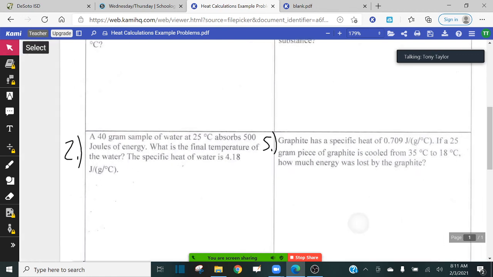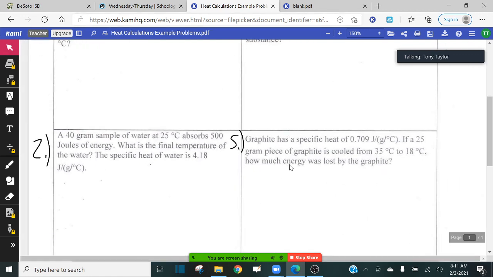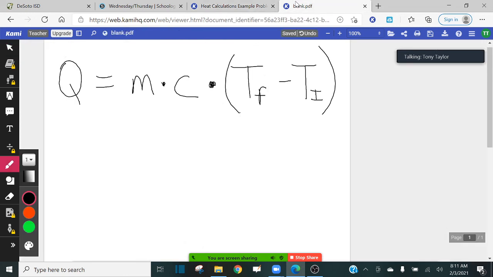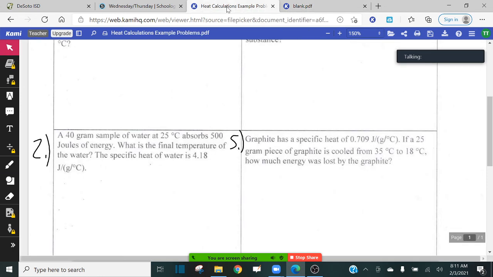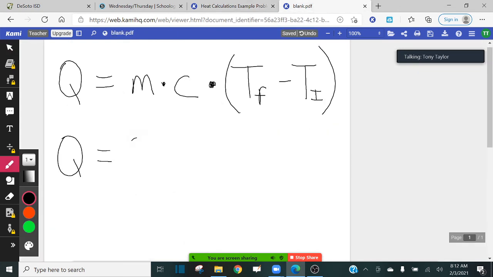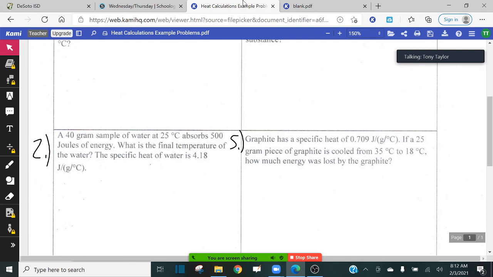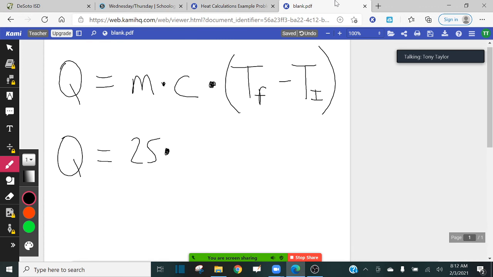Okay. And guys, what we're solving for, we're solving this equation for Q because it says how much energy was lost. So we're looking for heat energy. That's what we're solving for. We're looking for how much energy was lost. So the mass of the graphite is 25 grams. So let's plug that in. The mass of the graphite was 25 grams times C. We're given the specific heat of graphite is 0.709. So plug in 0.709.